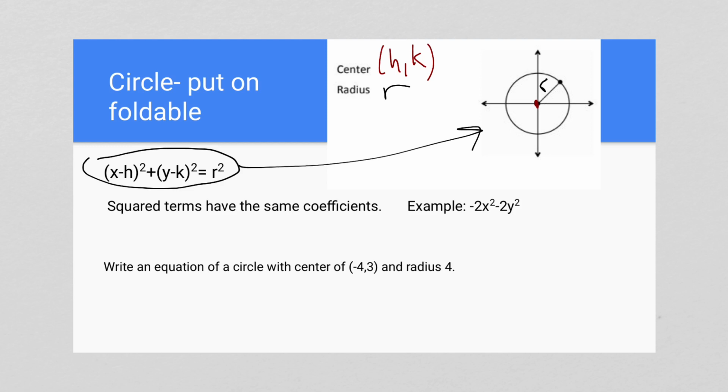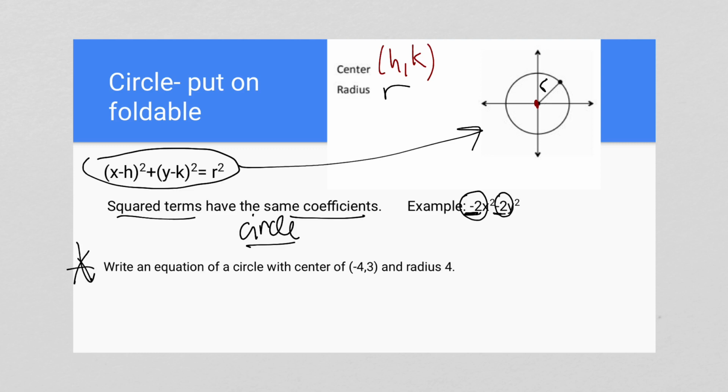So this is the most important thing when we are looking at completing the square to figure out what kind of conic. If your x squared and your y squared have the same coefficient in front, that tells you that it is a circle. So let's just practice some general ones. Here's the first one here.